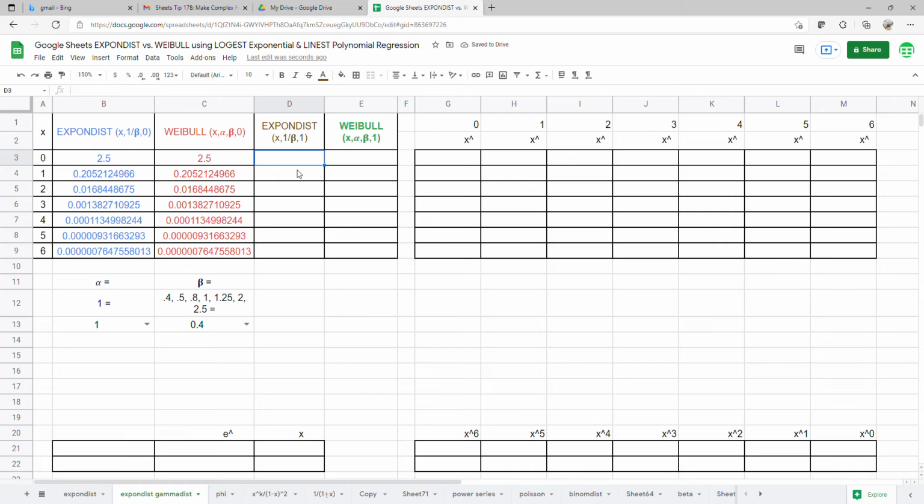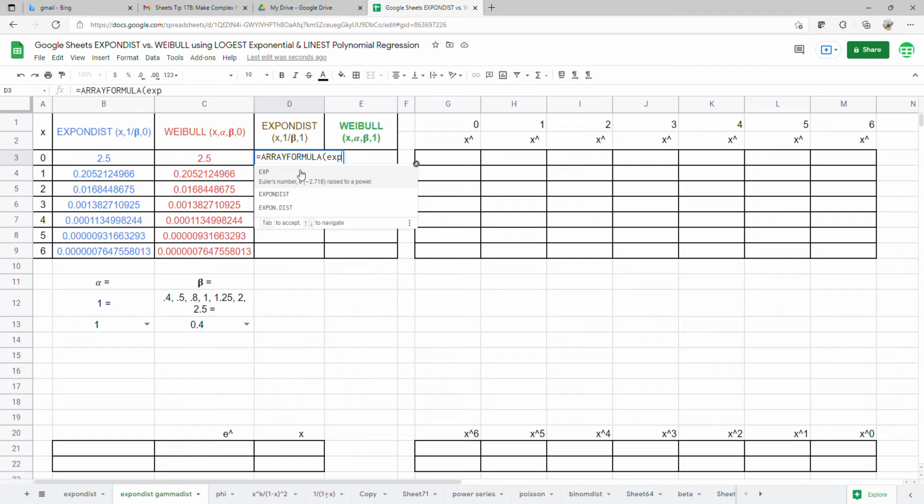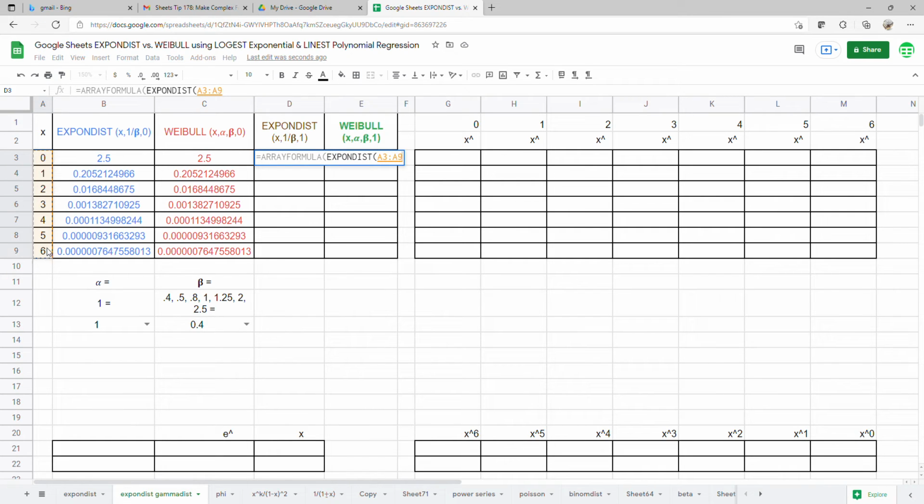Now the cumulative distribution function, our formula, EXPONDIST of the x values, where alpha is 1 over beta, that's our lambda, 1 over beta, comma 1.